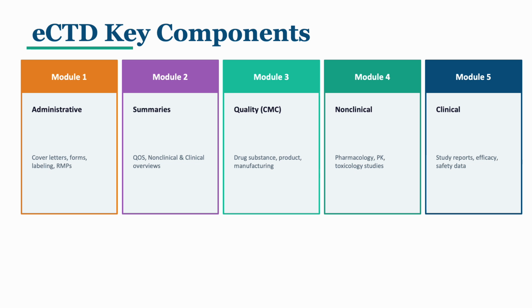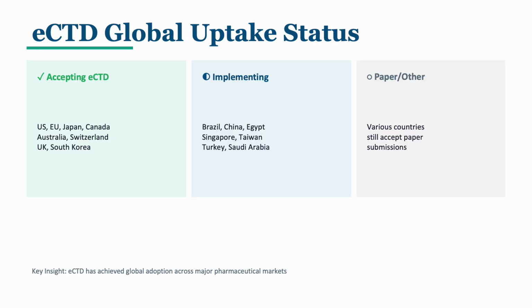This map shows the global status of eCTD implementation. Countries shown in green are actively accepting eCTD submissions. This includes major markets like the United States, European Union member states, Japan, Canada, Australia, Switzerland, and the United Kingdom. These countries represent the majority of the global pharmaceutical market.